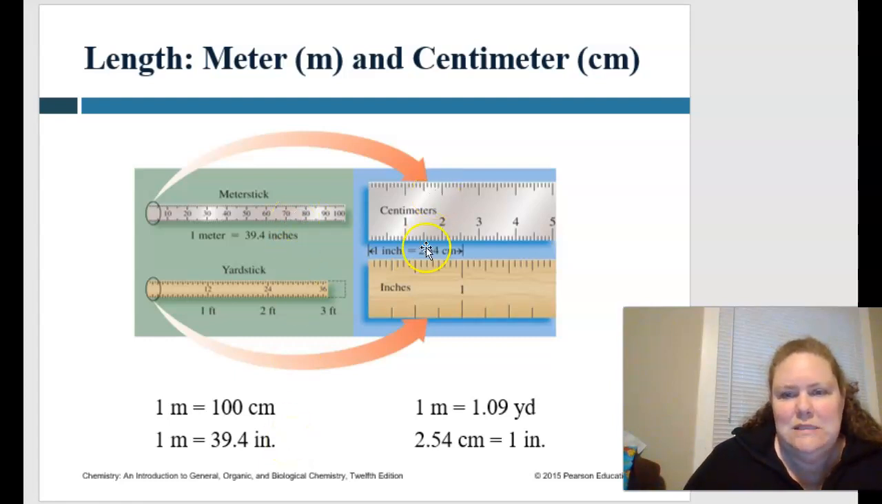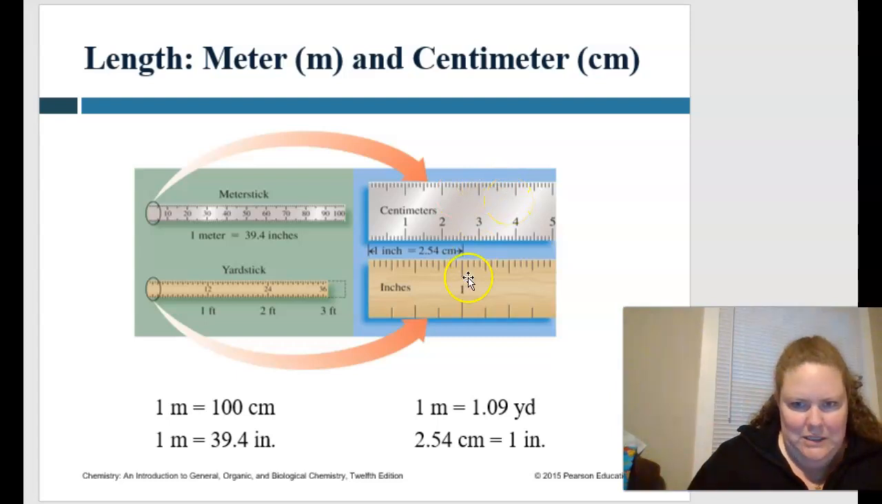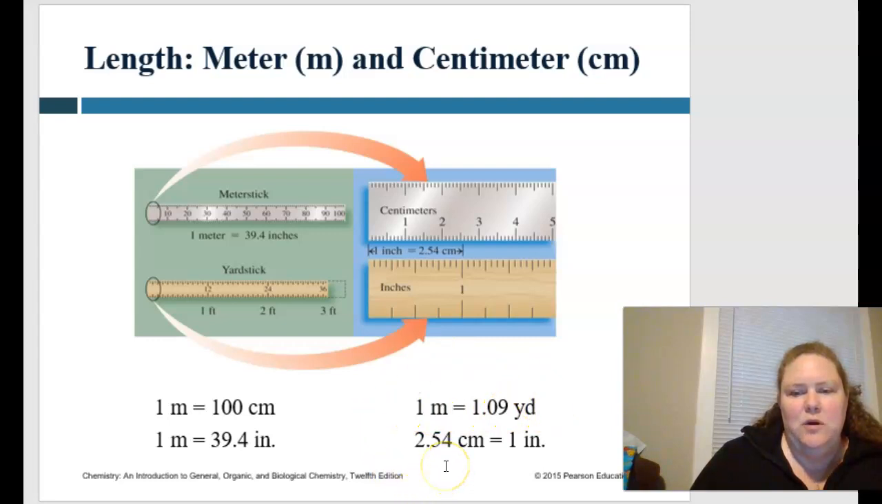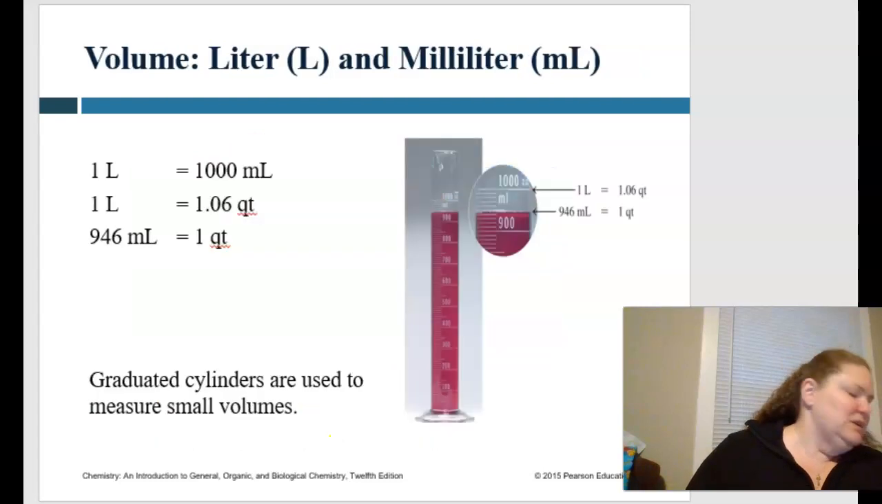Okay, and then you can see here again centimeters. Each centimeter has 10 millimeters in it, and it's just nice and segmented, and it makes sense. Where the inches, it makes sense because we grew up in the States and that's what we use, but it's not as easy to measure around and convert between the different units. And so again, 1 meter is 1.09 yards, or 2.54 centimeters equals 1 inch. So you can see that there are some differences.